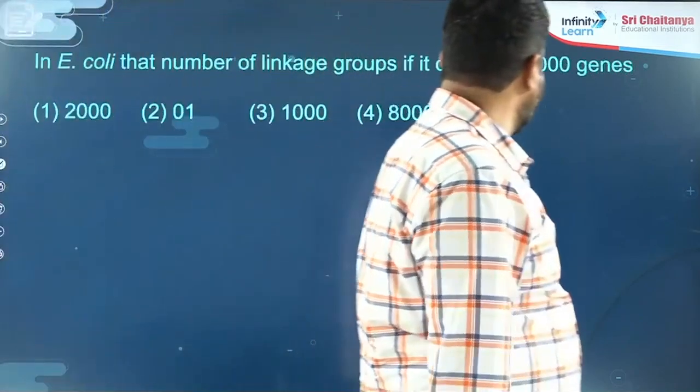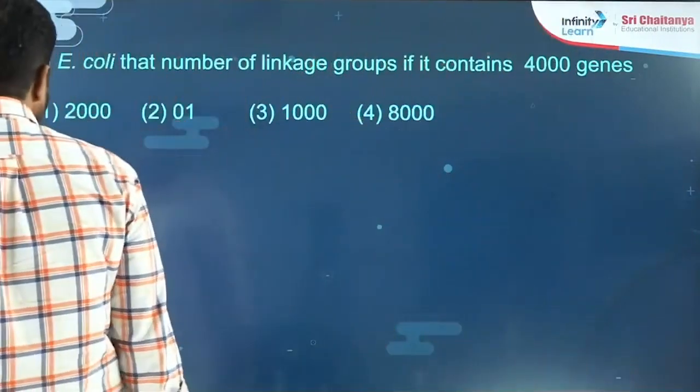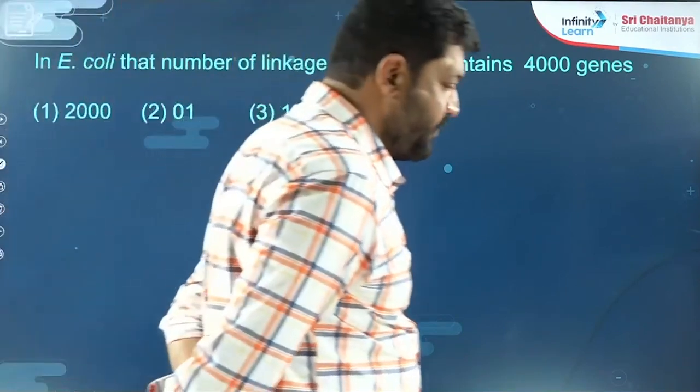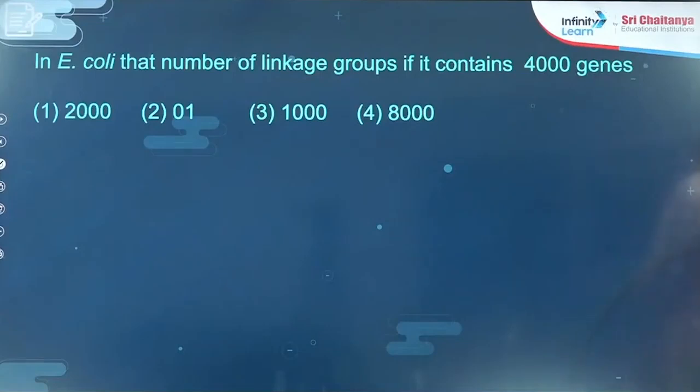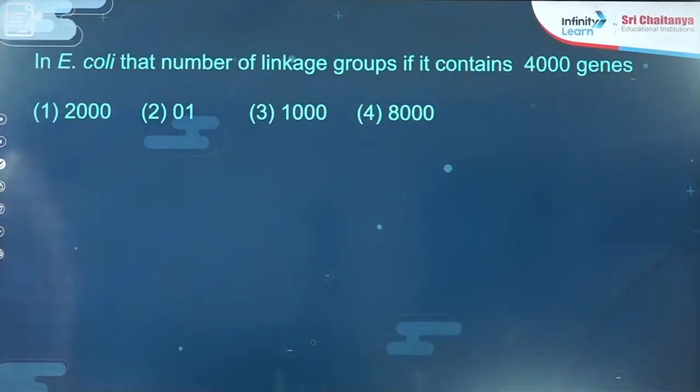E. coli contains 4000 genes. So if it contains 4000 genes, can you tell me the number of linkage groups? I will wait for you for a couple of minutes. Can anyone respond online? Can you guess the answer and tell me? How many linkage groups will be there in the bacteria if it has 4000 genes?